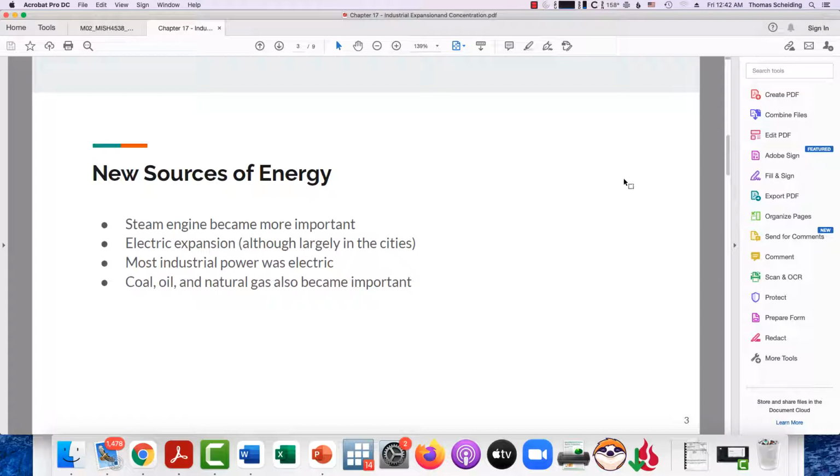And that steam is generated by the burning of coal, oil, and natural gas. That's all being used to generate the steam that generates the energy and the electric that's needed.